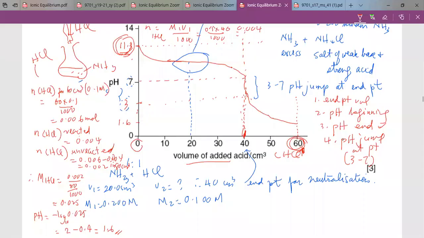Okay, I made a mistake, so I corrected it already. Remember the amount of HCl in 60 cm cube, that means before I add the ammonia, is 0.006 mole. 60 cm cube times 0.1 molar. This one is the one here.